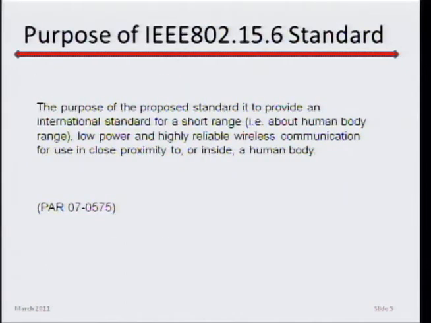The purpose of the 802.15.6 standard was to provide an international standard for a short range, about human body range. We picked Yao Ming as our standard. He's currently the tallest human being on Earth. So we had to go from 2 meters to 3 meters very quickly. Low power and highly reliable wireless communications in close proximity to or inside a human body.